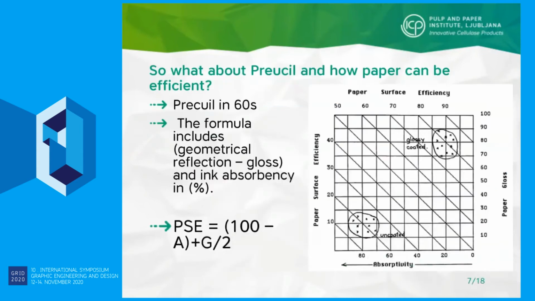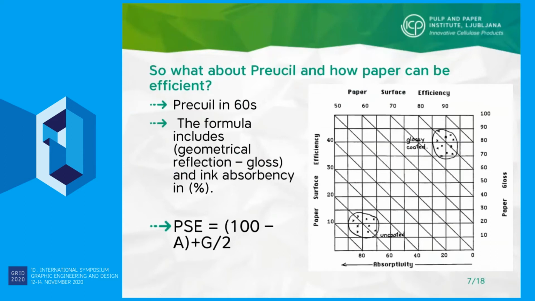So back to history. In the 1960s, the previous century, Preusil developed a formula which he called the paper surface efficiency formula, and I was very intrigued by this formula because I asked myself, how can a paper be efficient? He included the geometrical reflection, the specular reflection from the surface, as a gloss component, and the ink absorbency value in percentage, and he developed a formula which you can see here on the slide.